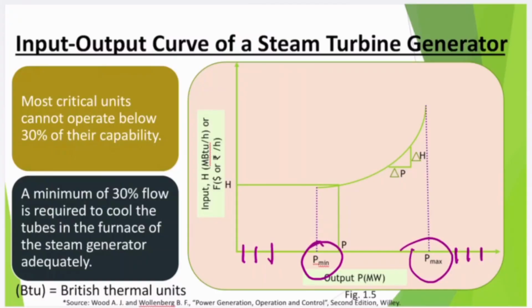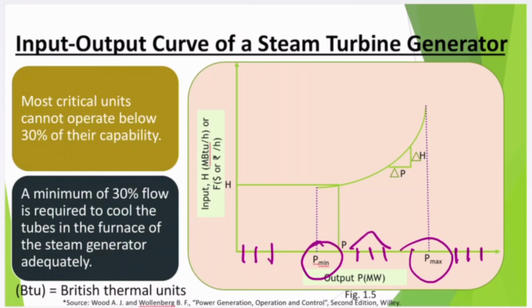Similarly, when you start a generator, it cannot be at zero, because the moment you switch it on, it needs a minimum amount of power to accelerate its turbine and its power output. Hence P minimum and P maximum are the two important variables for a generating plant to decide its operating range. That means we can operate only between P minimum and P maximum for any practical application.